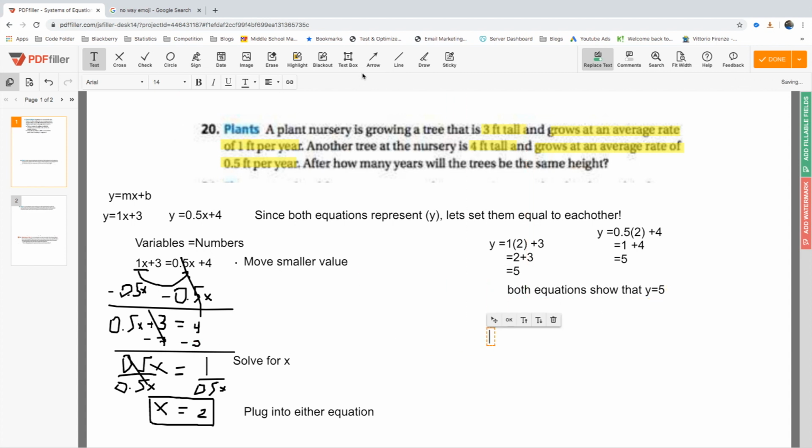So what does that mean? If y represents the height and x represents the number of years, then I know that after 2 years, both of these trees are going to be 5 feet tall.